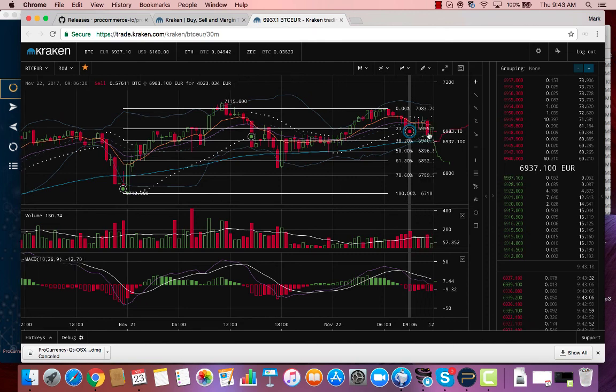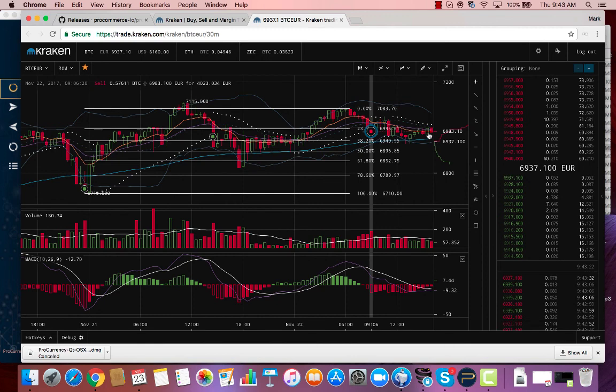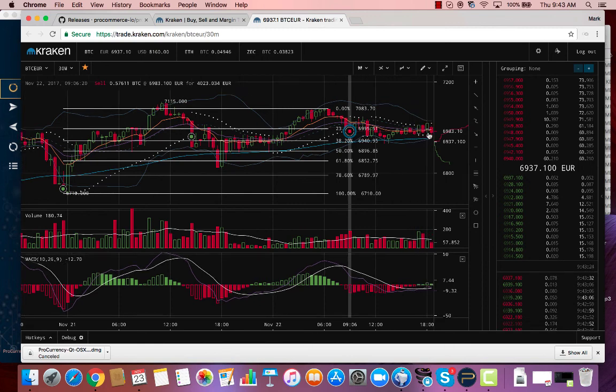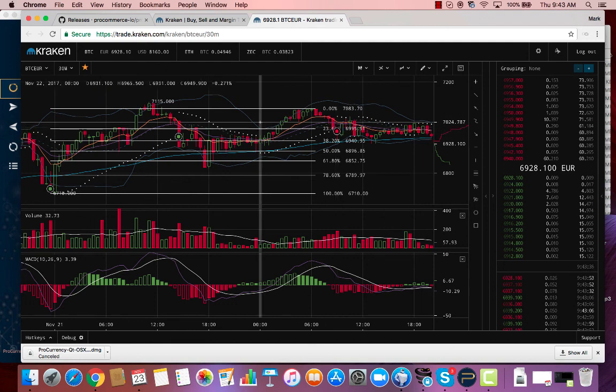And what happened? Price is going a little bit sideways. Not doing a whole lot. So what I did is I drew out my Fibonacci. These lines, by the way, are the Fibonacci. Let me show you how that works.